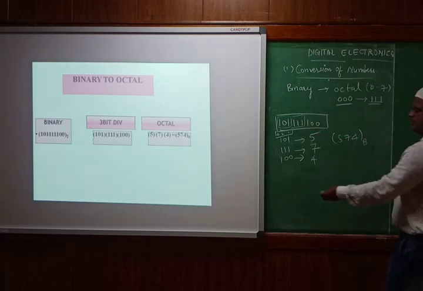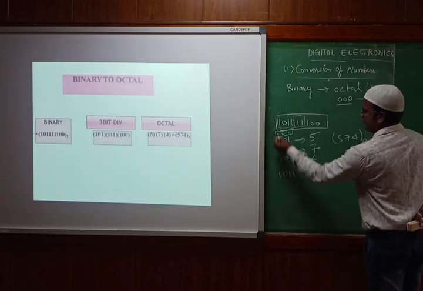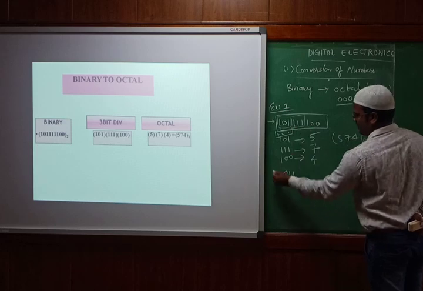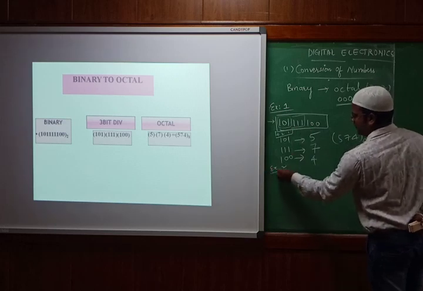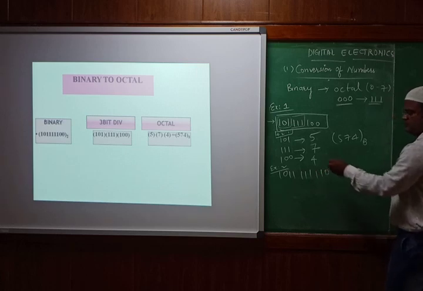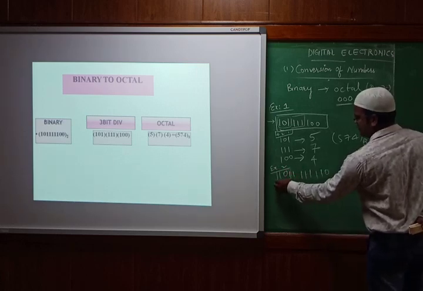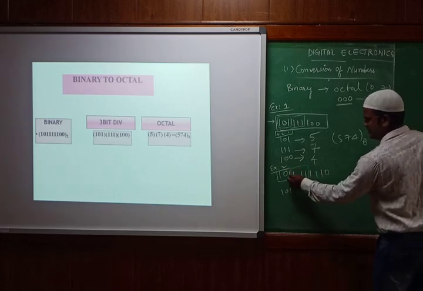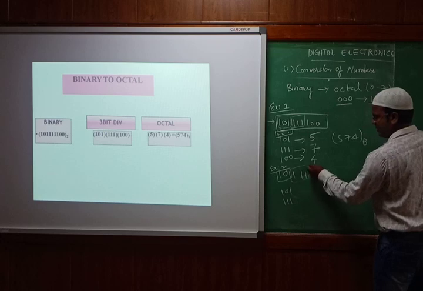Similarly, I am taking one more example, example 2: 1011 111 110. Suppose I have these numbers. I am combining the starting 3, so I get 101. I am combining the next 3, and I get 111. I am combining the next 3.